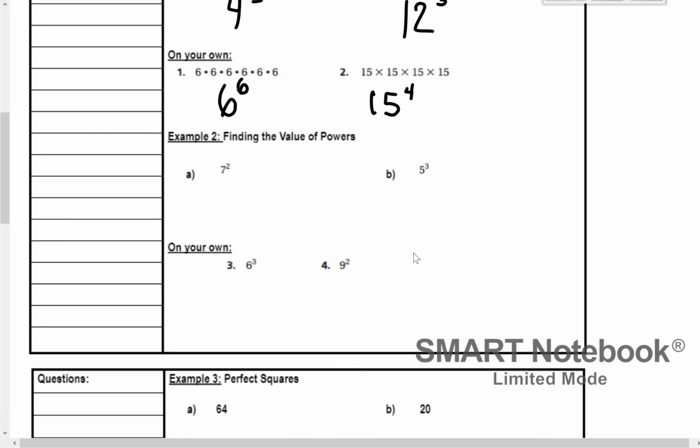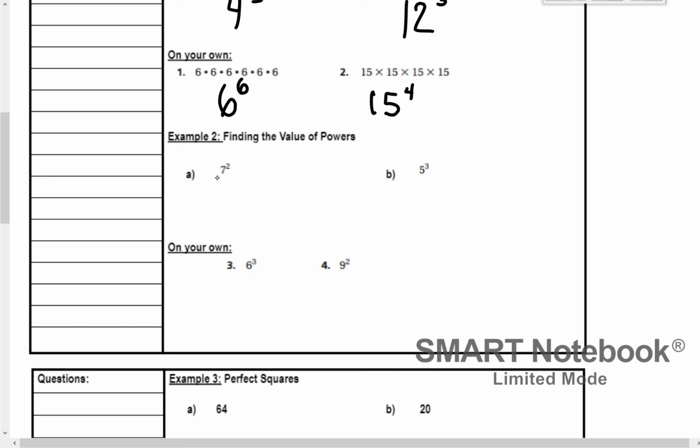All right, now we're going to learn how to find values of powers. And even if you know how to do this already, I want you to watch this because I'm going to show you how you need to show your work. This is how you're going to have to show your work on a quiz or a test. So please pay attention. And there are no shortcuts. You have to do this.